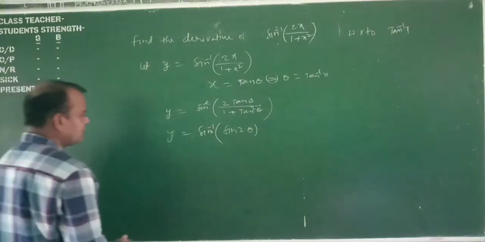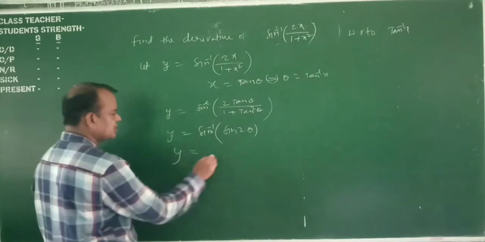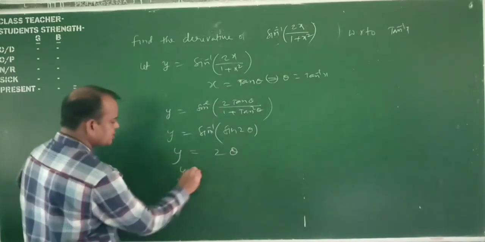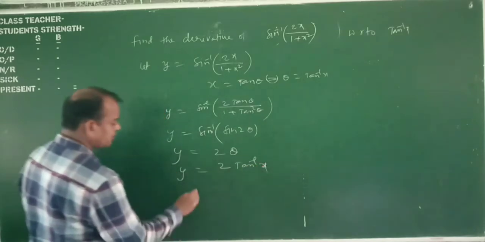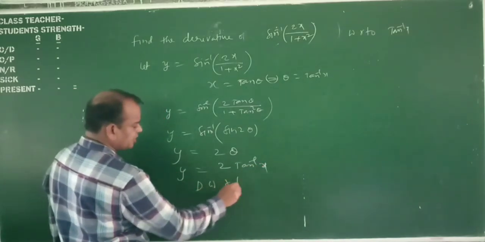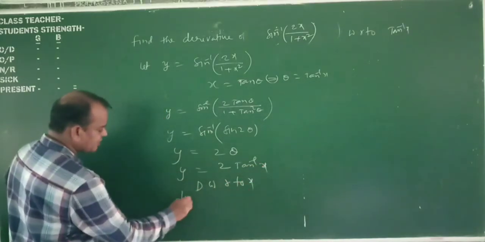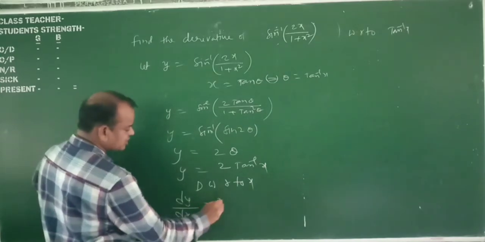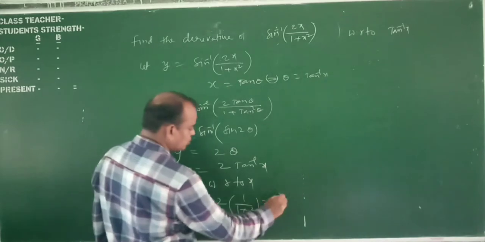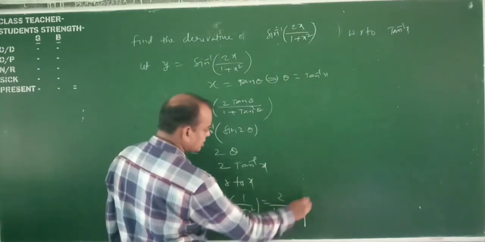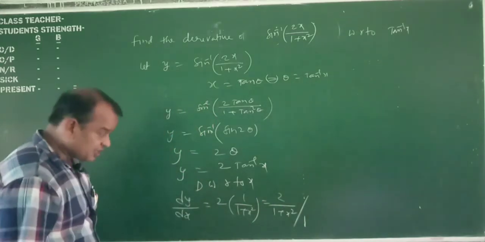Sin 2 theta equals sin inverse sin cancel, that is 2 theta. Now y is equal to 2 theta, where theta means tan inverse of x. Now, differentiating with respect to x, dy by dx is equal to the constant 2 times the derivative of tan inverse of x, which is 1 by 1 plus x square. That equals 2 by 1 plus x square. This is the derivative of y with respect to x.